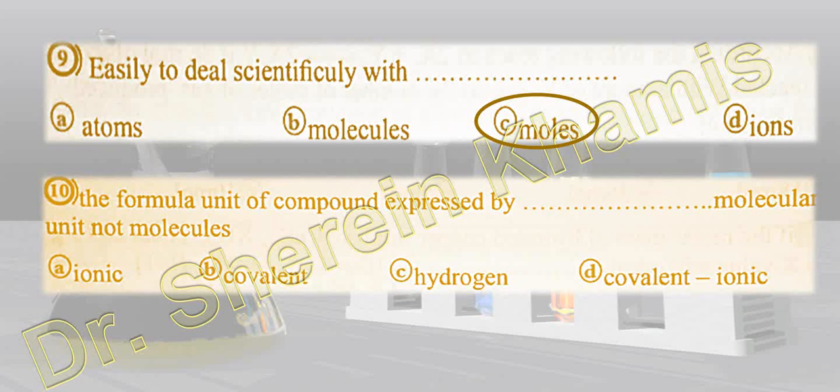Question number 10. The formula unit of a compound is expressed by what kind of unit, not molecules. Formula unit belongs only to ionic compounds, not molecules. We can't deal with molecules in an ionic compound. We deal only with ions in the case of ionic compounds.